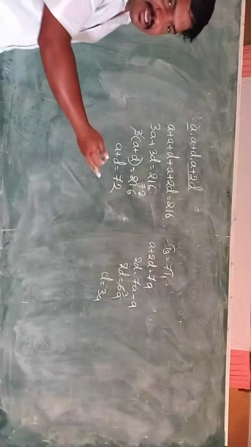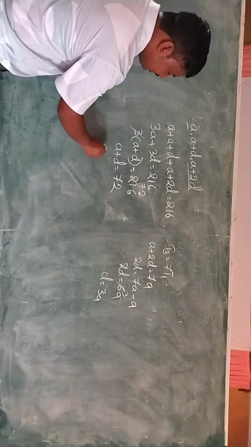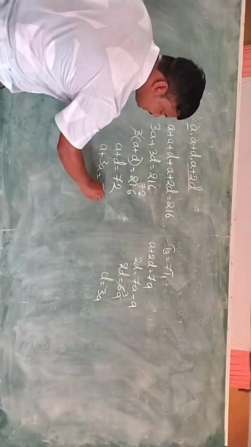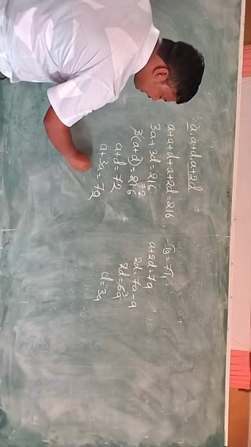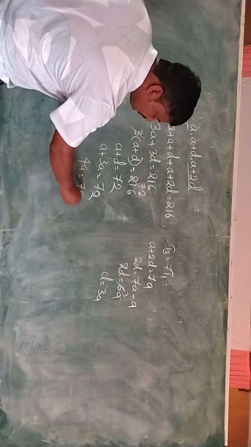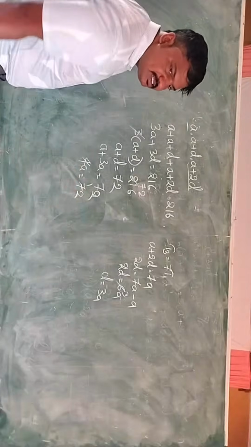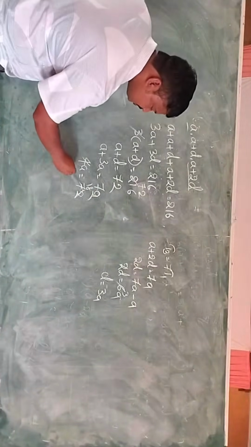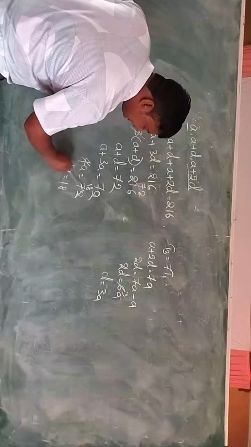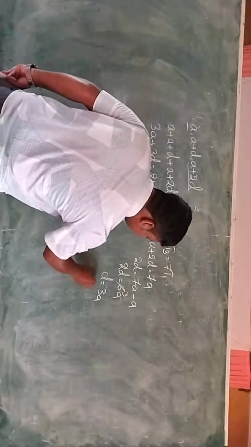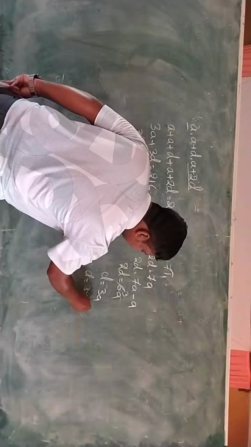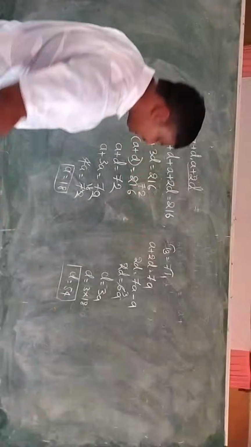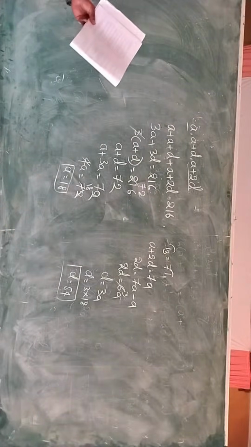But what is d? d is equal to 3 times a. So a plus 3 times a is equal to 72. 3a plus a, 4a is equal to 72. 4 times 18 is 72. So a is equal to 18, and d is equal to 3 into 18, which is 54. Am I right? a is equal to 18 and d is equal to 54.